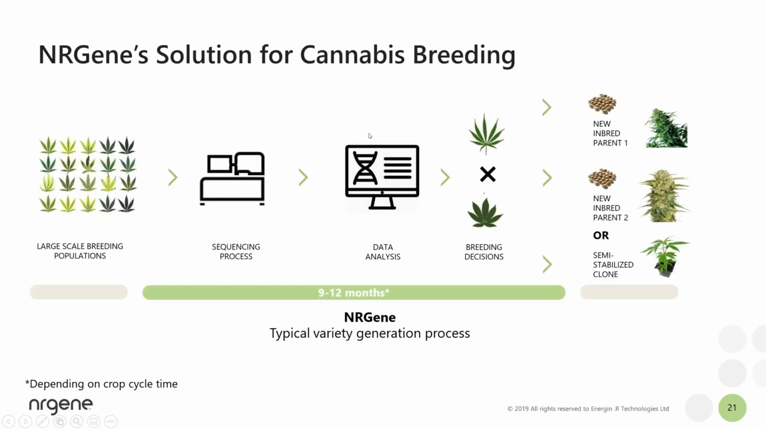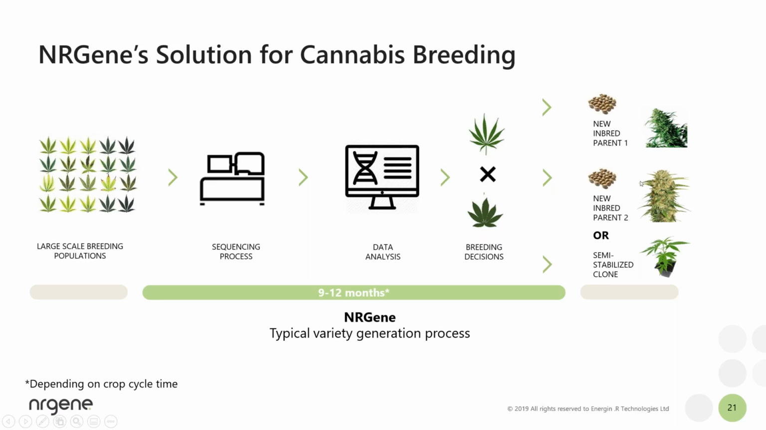We need shortcuts. This is where NRGene comes in, and our shortcut is a new approach to breeding directly with the heterozygous germplasm, your clones, as starting material, with no need to stabilize parents first, or no need to generate recombinant inbred lines or other starting populations for the breeding. So as an overview, we take large-scale breeding populations, we analyze the DNA of individual plants, sequenced in standard sequencing procedures, but we do have our unique protocol for sequencing. Then we do data analytics, and we provide information markers to facilitate breeding decisions: which plant to cross, which plant to keep, and which plants to discard, eventually leading to new inbred parents or semi-stable clones in the process.